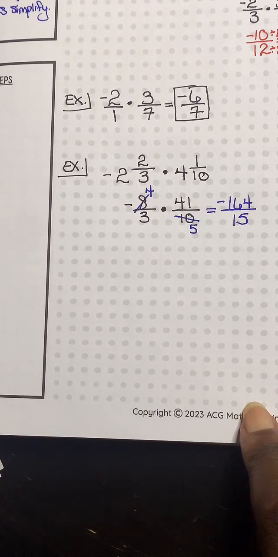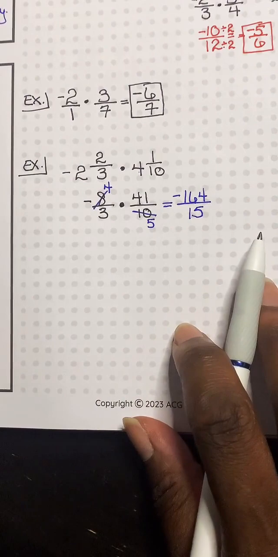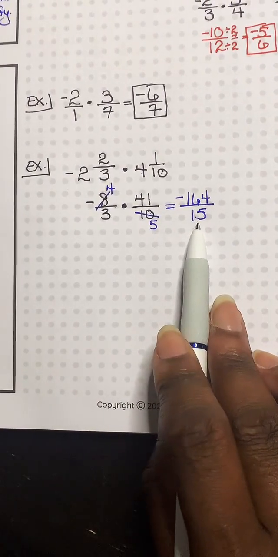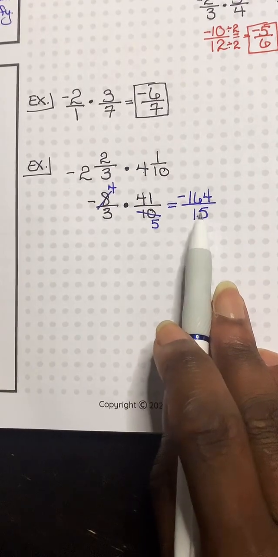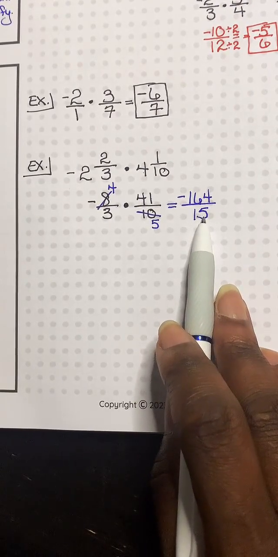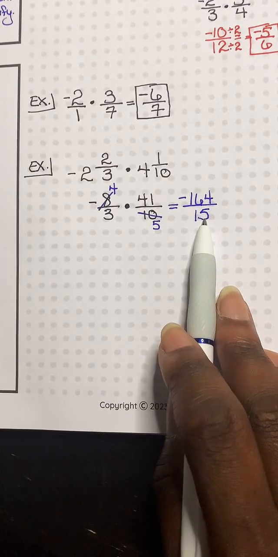Yep, so -4 times 41. Did I say 44? All right. Depending on the situation, if you want, it might be this. But what happens if I want to turn that into a mixed number? What do I do? I'm so sorry.